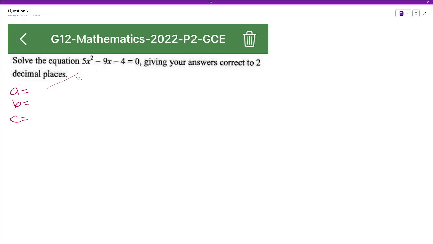Okay, so meaning our a here is going to be positive 5. And then our b is negative 9. And then our c is negative 4. We now go to our equation.